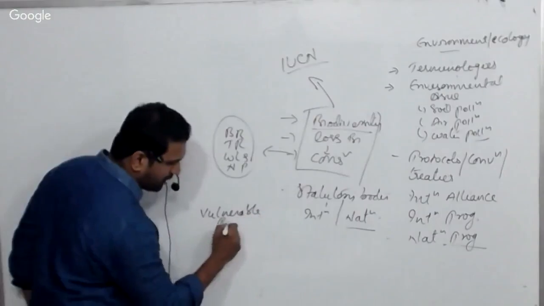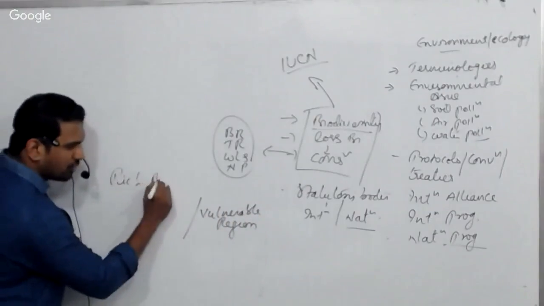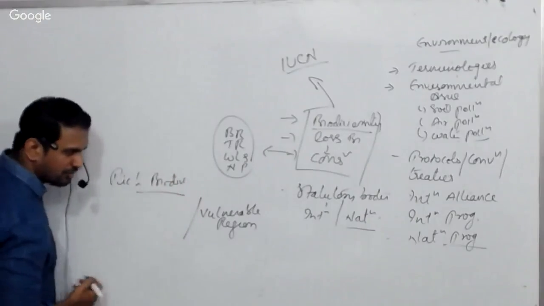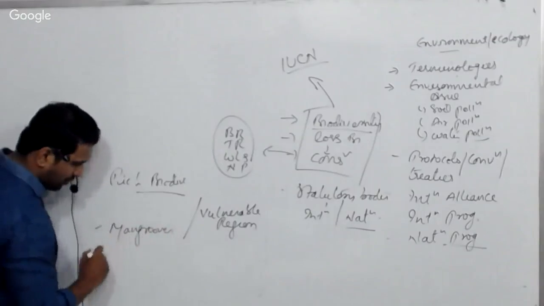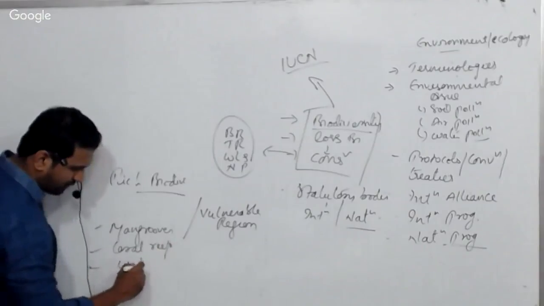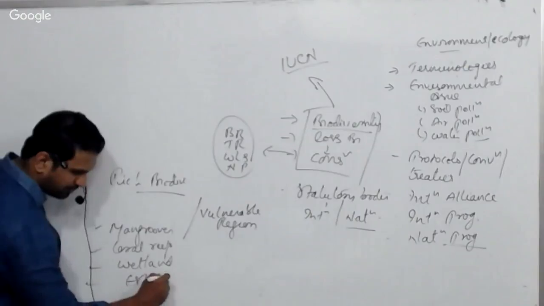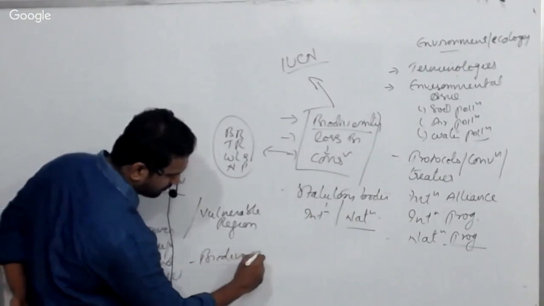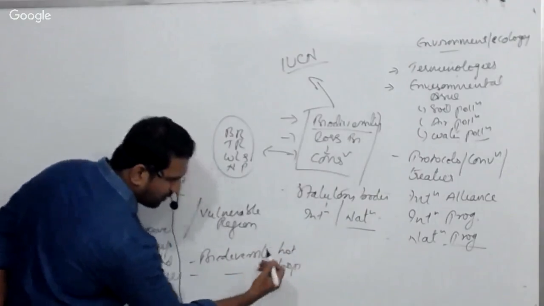vulnerable regions, we can call them in this way, or rich biodiversity regions, which can be: mangroves, coral reefs, wetlands, estuaries, biodiversity hotspots, biodiversity hope spots. Many are there.